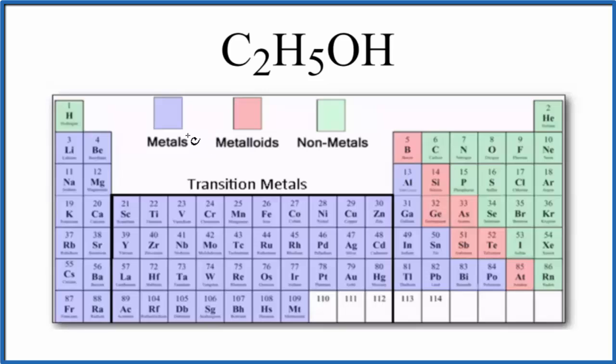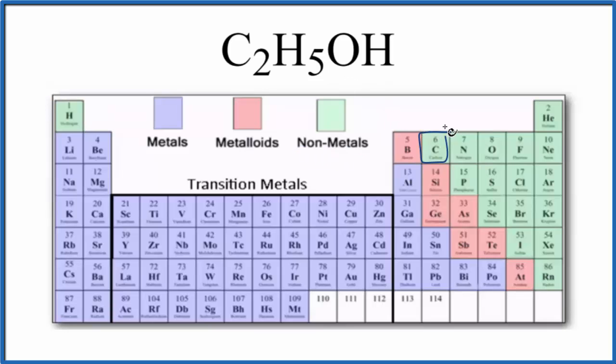We can look at the periodic table. We see metals, metalloids, and nonmetals. So this is all divided up by these three categories here. We find carbon, that's right here. Then hydrogen, that's over here. It's a nonmetal. Both of them are nonmetals. And oxygen over here, also a nonmetal. So since we have all nonmetals, this is considered to be a covalent compound. It'll have covalent bonds. We also call that a molecular compound.